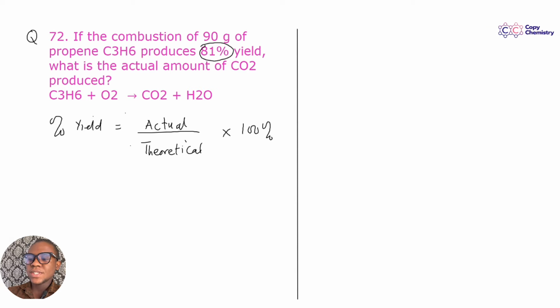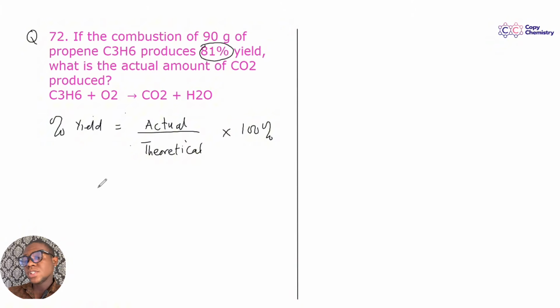So we know the percent yield, that's 81. So we really need to know what the theoretical yield is so that we can plug it in here and solve this question. So we have to go ahead and calculate what the theoretical yield of CO2 will be if 90 grams of propene is combusted. Does this make sense to you? All right, so let's go ahead and do that.